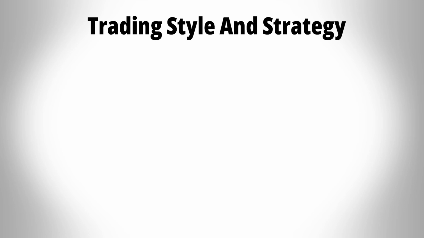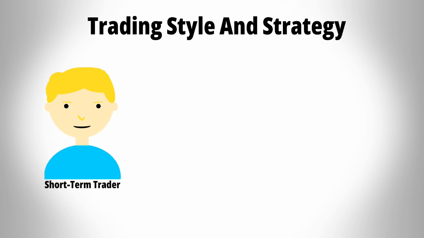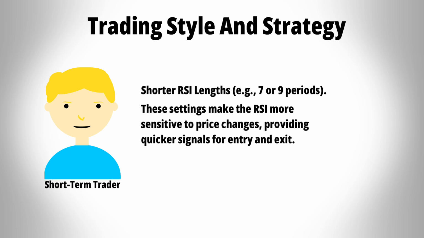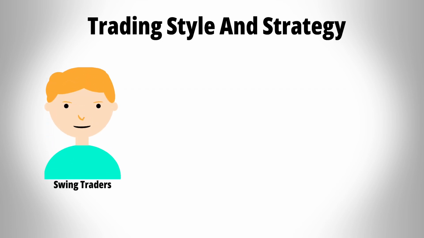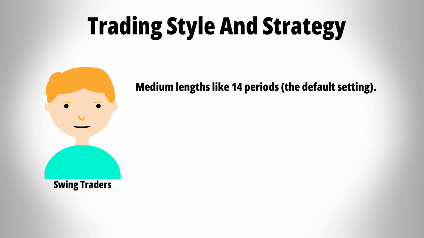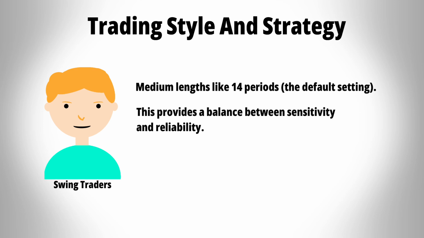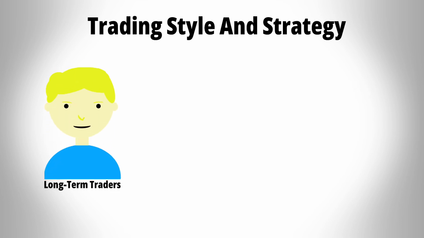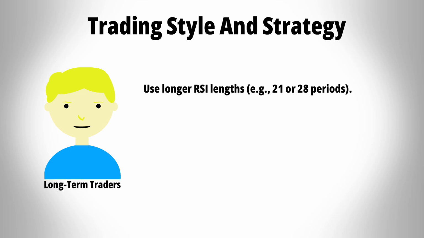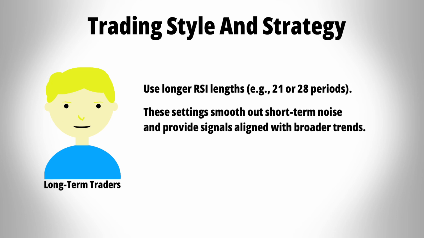First, trading style and strategy. Short-term traders or scalpers prefer shorter RSI lengths, which is about 7 or 9 periods. These settings make the RSI more sensitive to price changes, providing quicker signals for entry and exit. Swing traders often use a medium length like 14 periods, that is the default setting. This provides a balance between sensitivity and reliability. Long-term traders or position traders use longer RSI lengths, which is 21 or 28 periods. This setting smooths out short-term noise and provides signals aligned with broader trends.